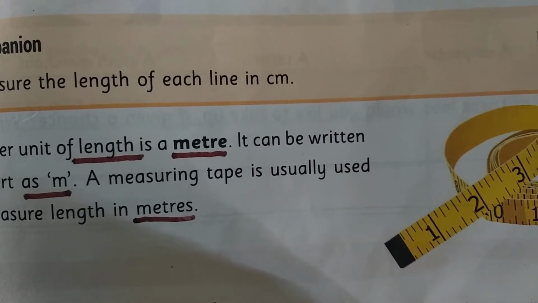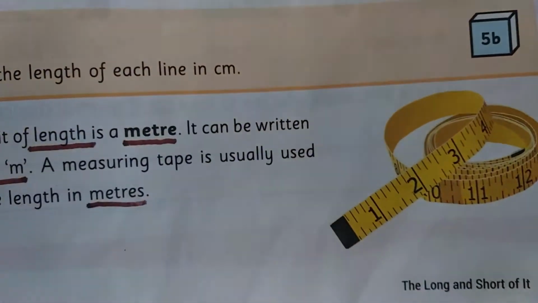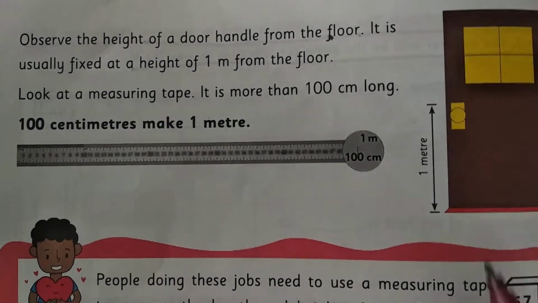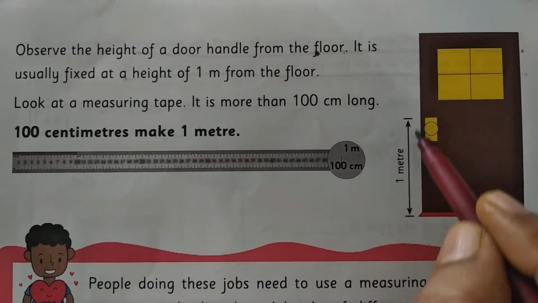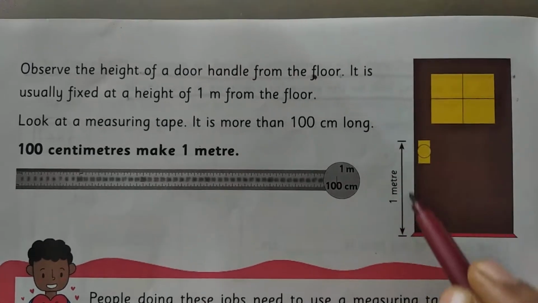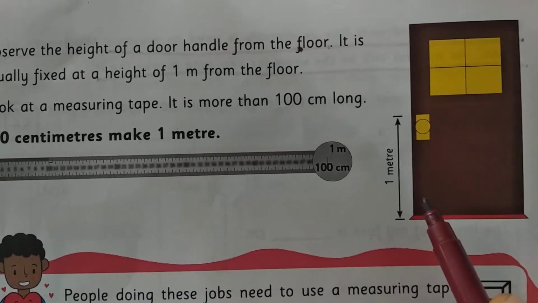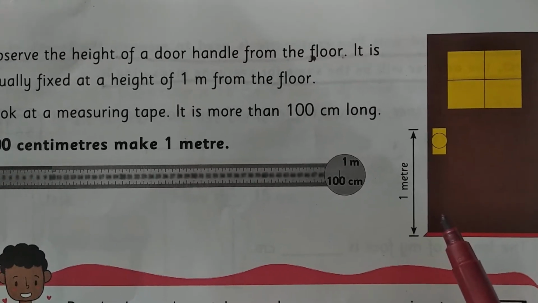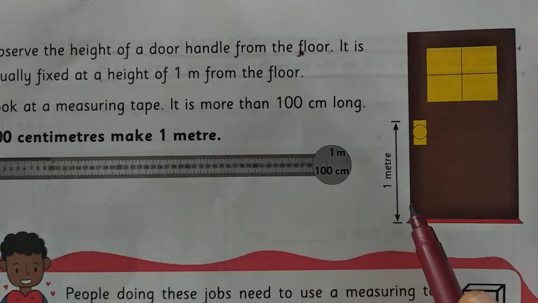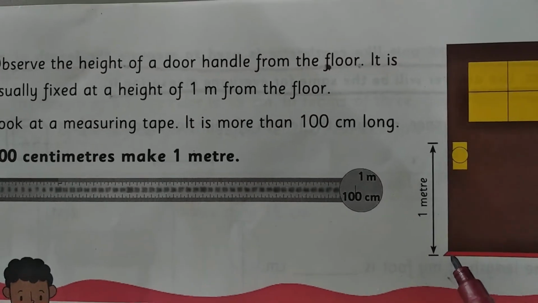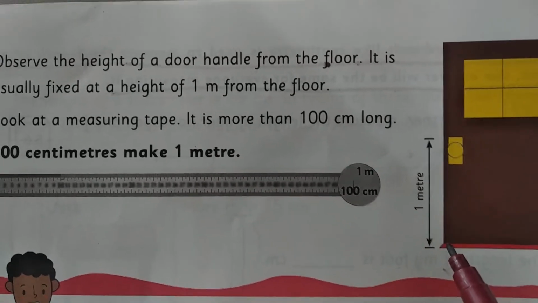So for centimeter we have used a ruler. If you are measuring in meter, we will use this tape. Now see here, they have given a picture of a door. You want to measure the length or height of the door. You cannot use a ruler. If you have a small object, you can use a ruler which has a centimeter unit. But the door will be a large one, isn't it? So we will be using a tape which has a meter unit.